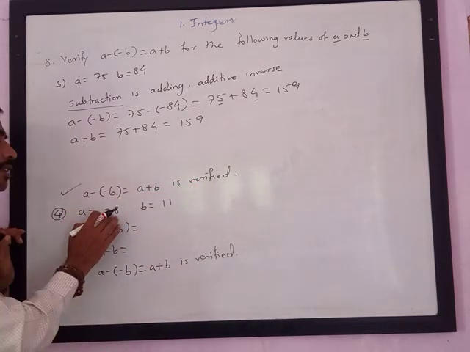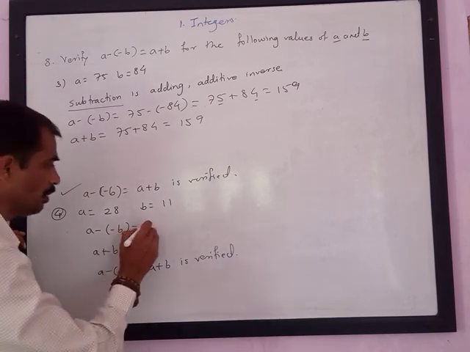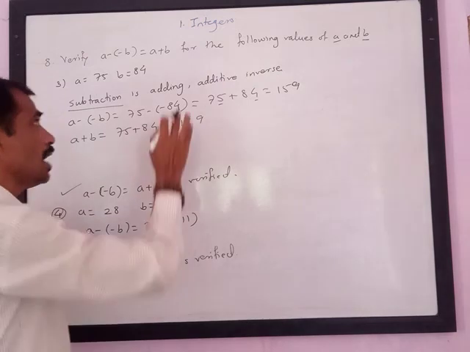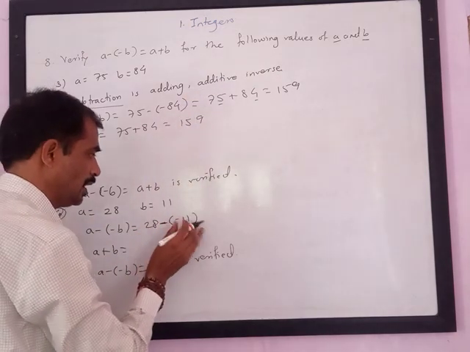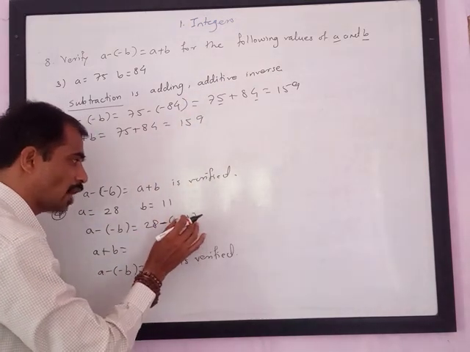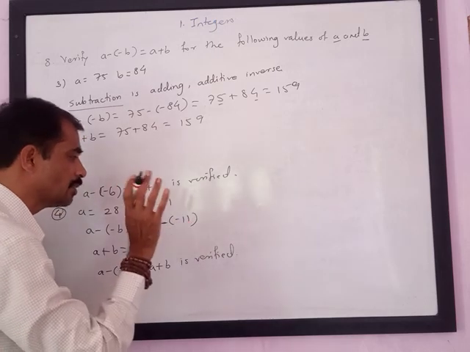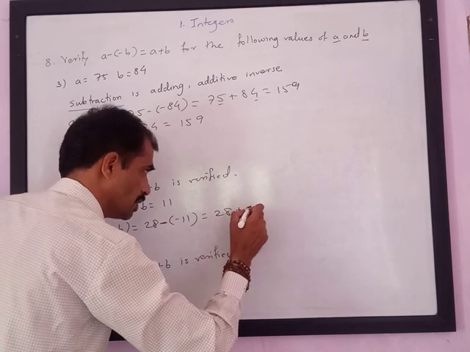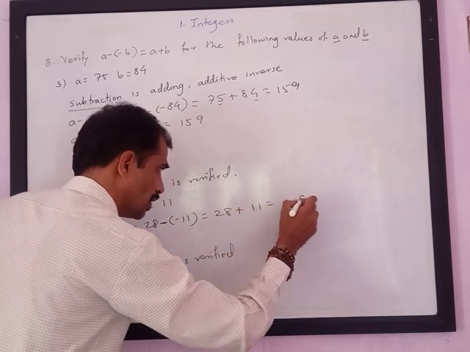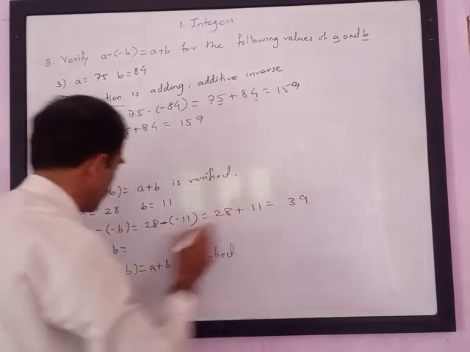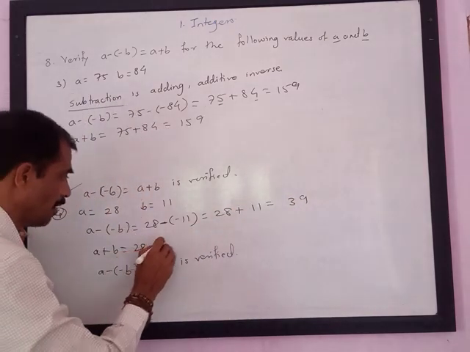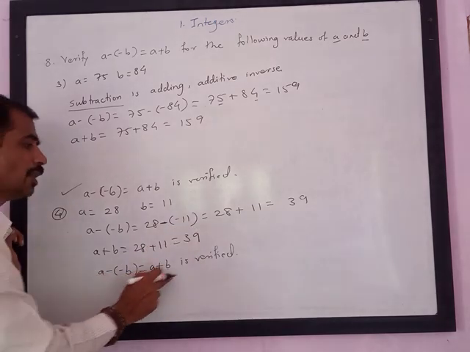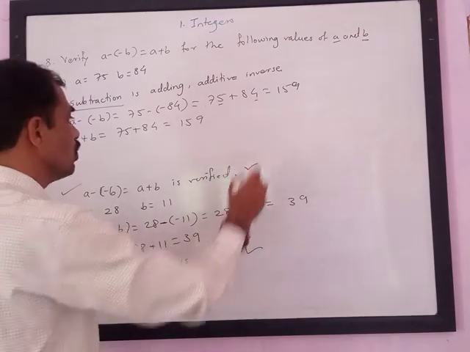Fourth problem is a is equal to 28 and b is equal to 11. It means 28 minus (negative 11). Now we know that subtraction is adding additive inverse. So additive inverse of negative 11 is positive 11. So this is equal to 28 plus 11. That is equal to 8 plus 1 is 9, 2 plus 1 is 3. Now a plus b is 28 plus 11. This is also equal to 39. It means a minus (minus b) is equal to a plus b is verified. Here also verified.